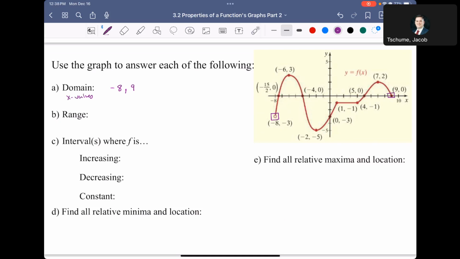Now, since the first dot had an open circle, remember that means you're going to use a parentheses. And then since the second dot on the far right has a closed circle, we will use a bracket. And so that is the domain of this picture.